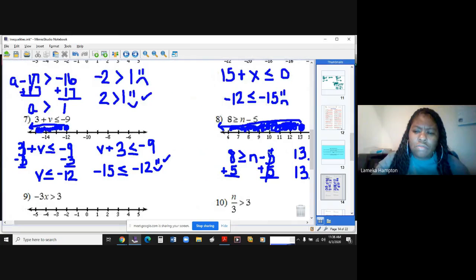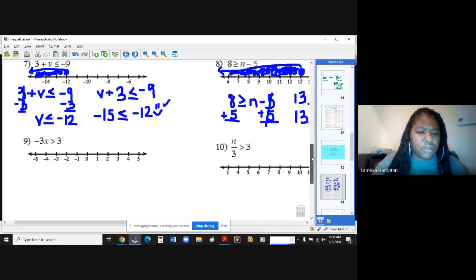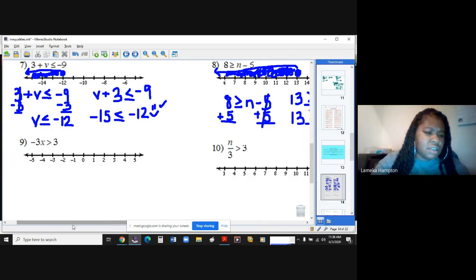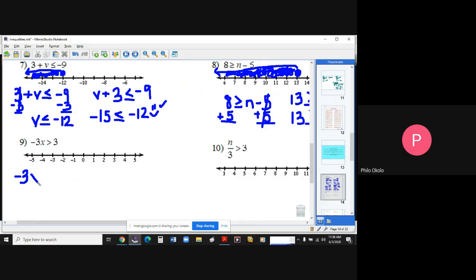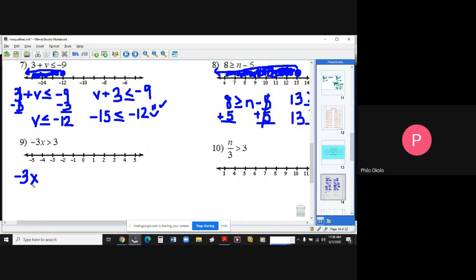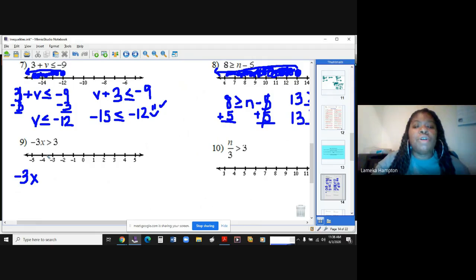All right. Now we get to the fun stuff. Number 9. Who can tell me what kind of problem this is? What kind of problem is number 9? Division. Okay. Number 9 is a multiplication problem, but we will do division. Remember, number 10 is a division problem, but we're on number 9. So number 9 is a multiplication problem.